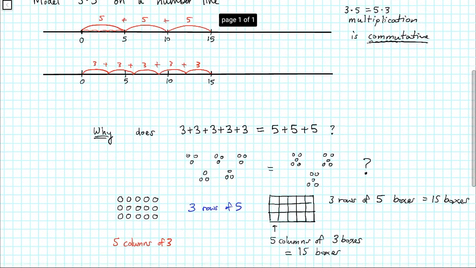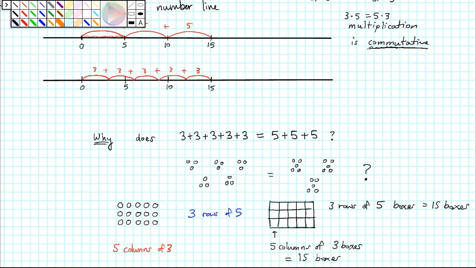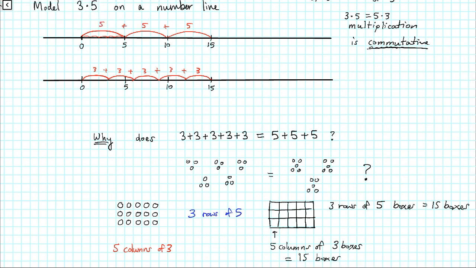So the number line has a lot of advantages to it, and we are going to use the number line for some things. But when we're talking about multiplication and later division, these grids of boxes are really, really helpful for a lot of things.